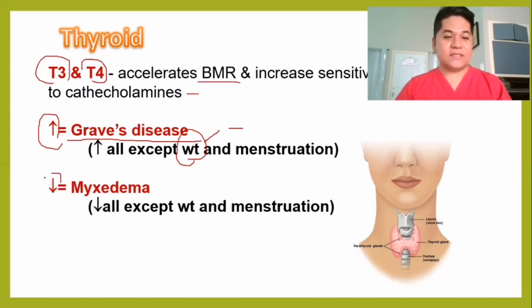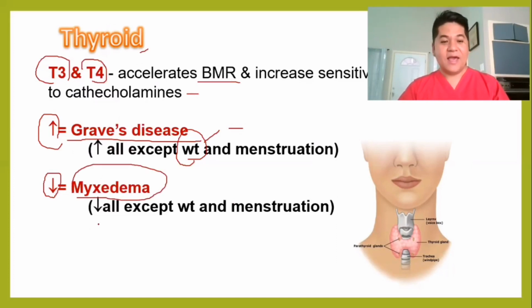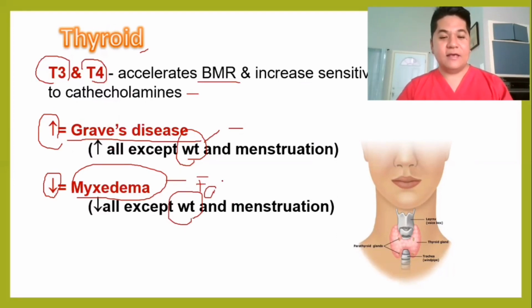Now, decreasing the function of your thyroid gland would also cause you to have myxedema coma, because the vital signs are all decreased or down except for the weight. It means you're going to be fat here, okay, but your vital signs were all decreased. So that's for myxedema coma as well.